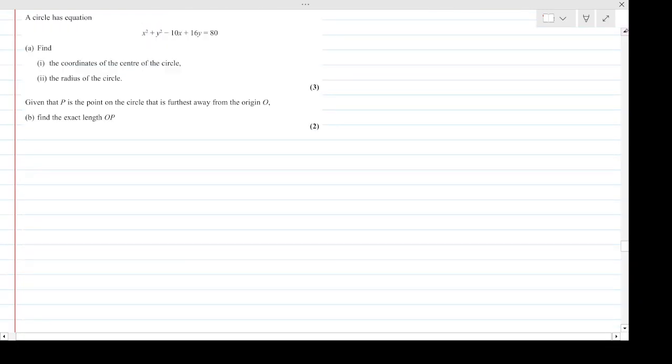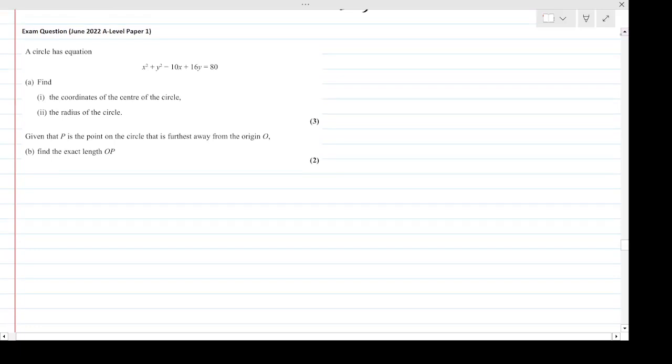Let's have a look at another example then. So this exam question: a circle again has equation x squared plus y squared minus 10x plus 16y equals 80. Find the coordinates of the centre and the radius.